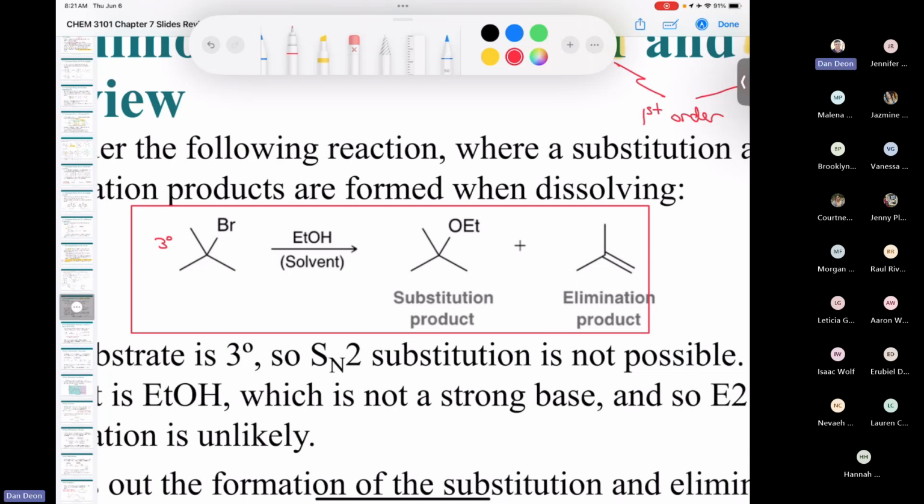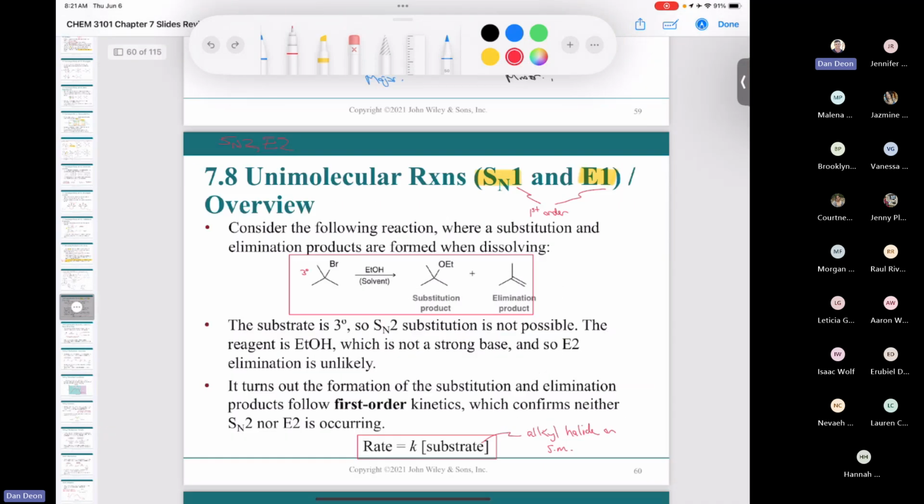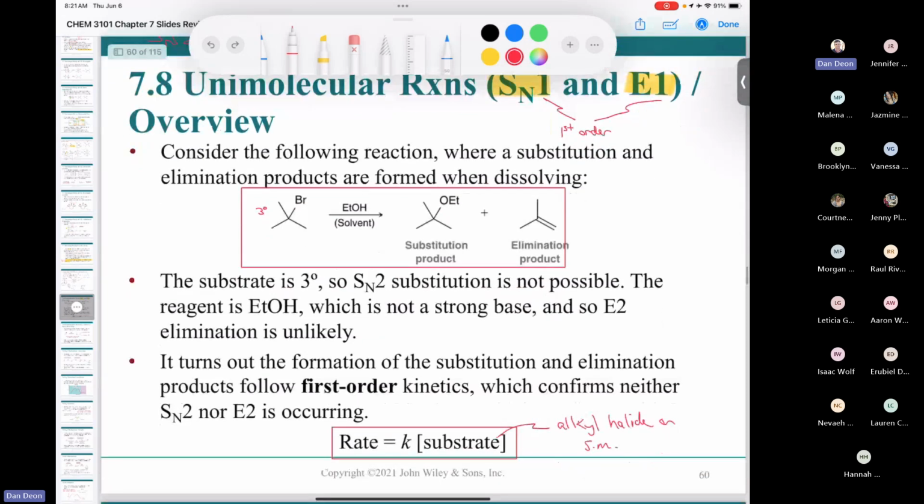Okay, and then if you look at the other reactant, it's just ethanol, which is a good solvent, but it's not a strong base. So that means you're not going to get an E2 reaction occurring, right? In an E2 reaction, you need a strong base. So you see what I just said is summarized right here, okay?